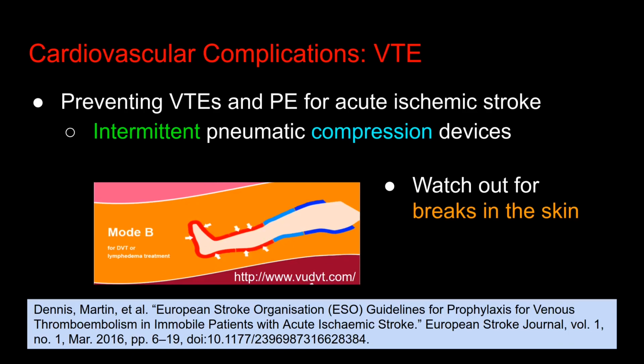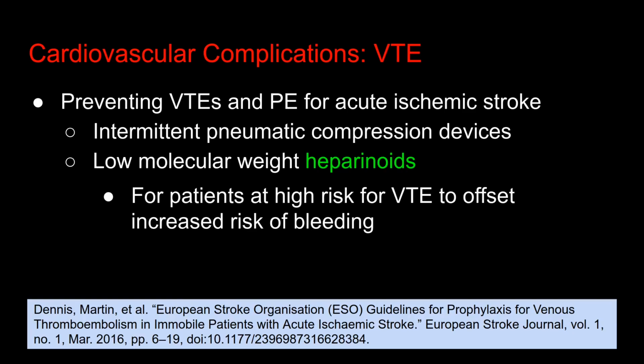For patients with risk for VTEs, we may put them on intermittent pneumatic compression devices. The only thing we have to watch out for is the skin. If they are developing skin ulcers, we have to prevent that by frequent rest periods from the devices. If the high risk for VTE offsets the increased risk of bleeding, then we are justified in giving low molecular weight heparinoids.